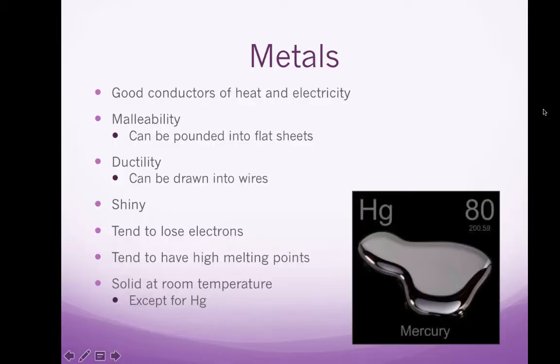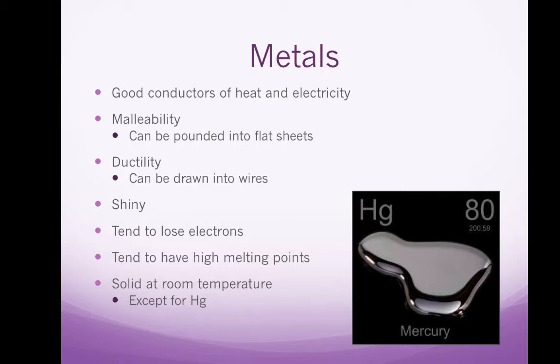So let's first talk about metals. Metals all are good conductors of heat and electricity. They're all malleable, which means they can be pounded into flat sheets. Think about aluminum foil. That's just aluminum atoms that are pounded very, very thin. They're very ductile. They can be drawn into wires. So if you think of copper wires, they tend to be shiny. They tend to lose electrons. They tend to have high melting points. And they're all solid at room temperature except for mercury. Mercury is a liquid at room temperature.